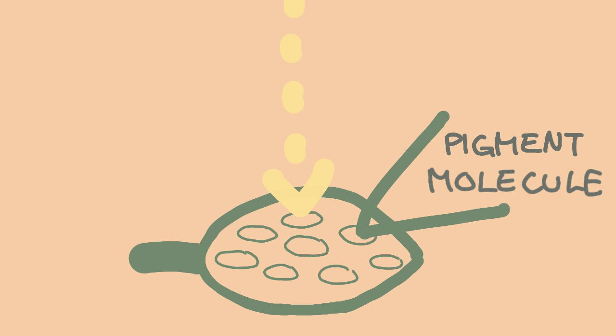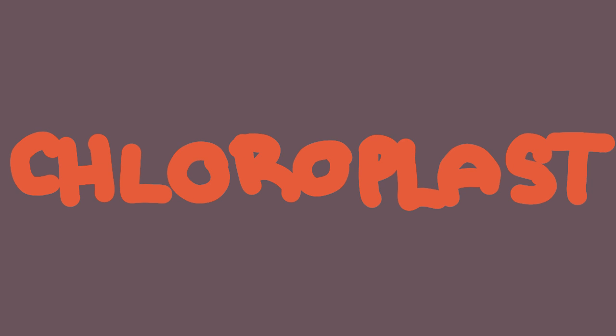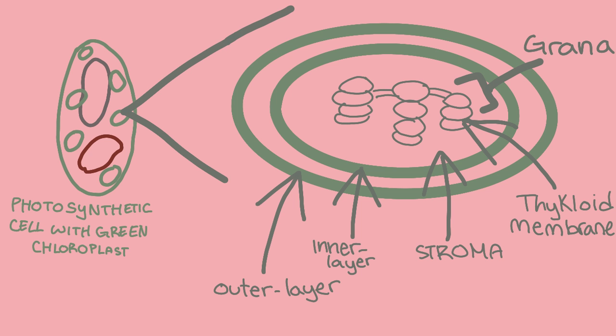During the light-dependent reaction, light is being absorbed by pigment molecules. These pigments reside in the chloroplast of photosynthetic cells. A chloroplast is an organelle made up of three membranes. The first two membranes are located beside each other within the chloroplast. They are called the outer layer and the inner layer. The inner layer encloses an aqueous environment called stroma, the place in which the Calvin cycle occurs.